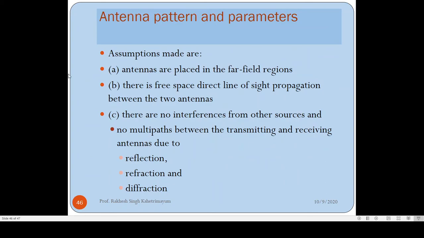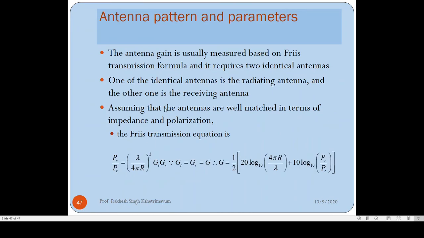So the assumptions made are that the antennas are placed in the far field region. There is line of sight propagation between the two antennas. There is no obstruction in between, and we don't have any other sources interfering with the wireless experiment we have described before. And we also assume that there are no multipaths due to reflection, refraction, and diffraction.